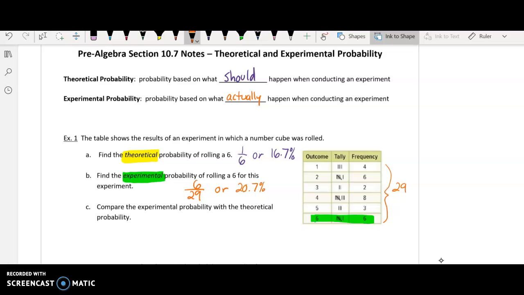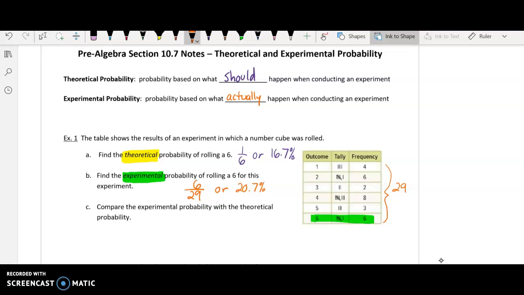And then lastly, we're going to compare the experimental and the theoretical probabilities. So as we can see, they're not too far off. One was 16.7% and one was 20.7%. However, the experimental probability ended up being higher than the theoretical probability. So it was higher than what we would have expected it to be.